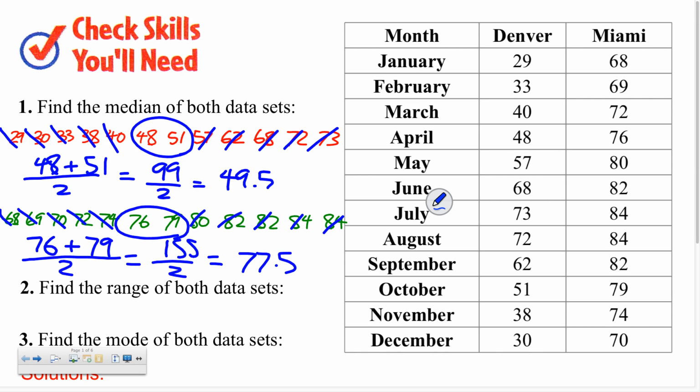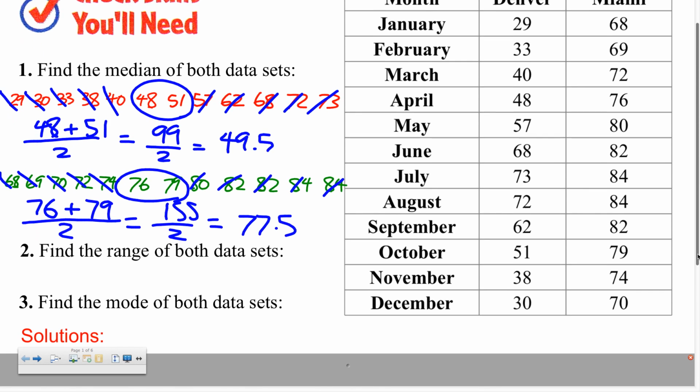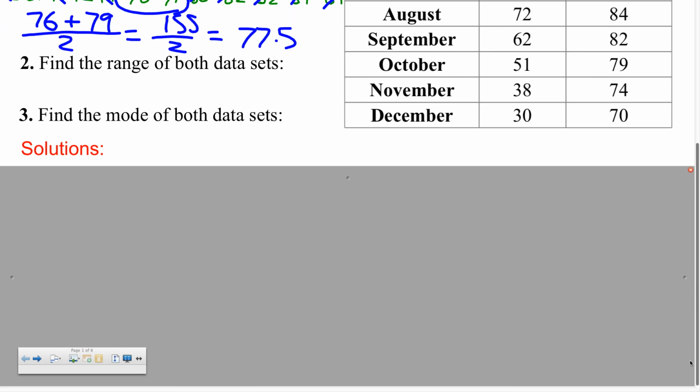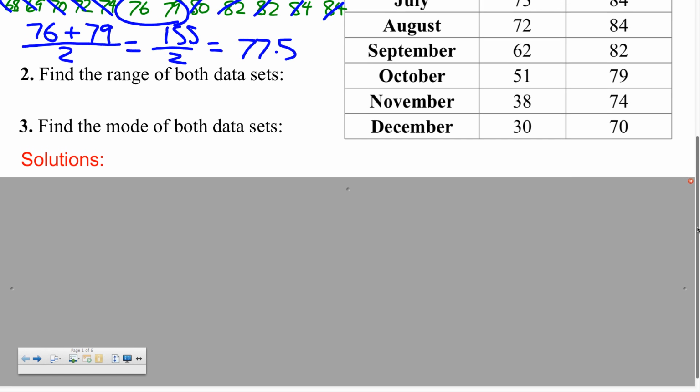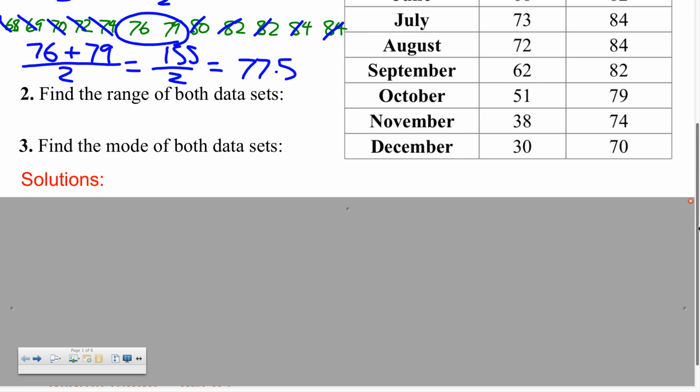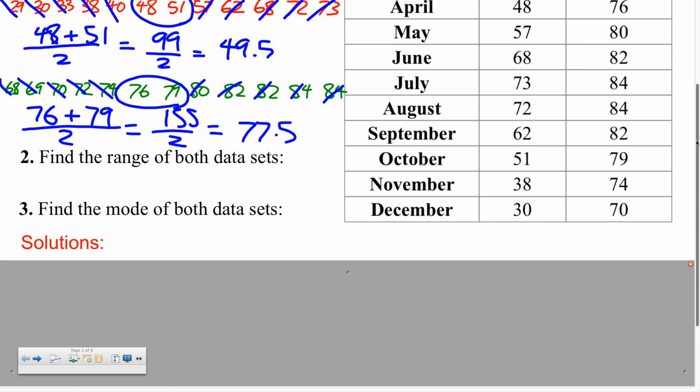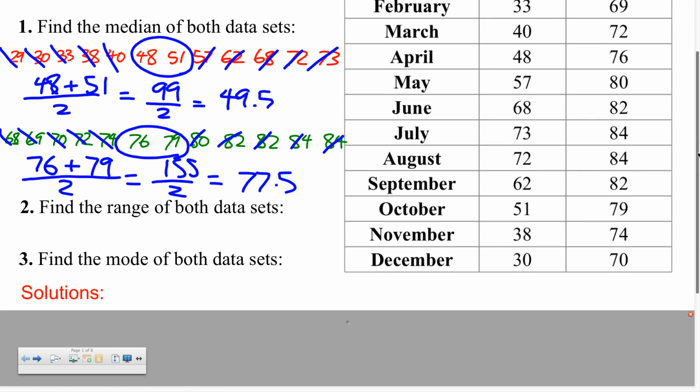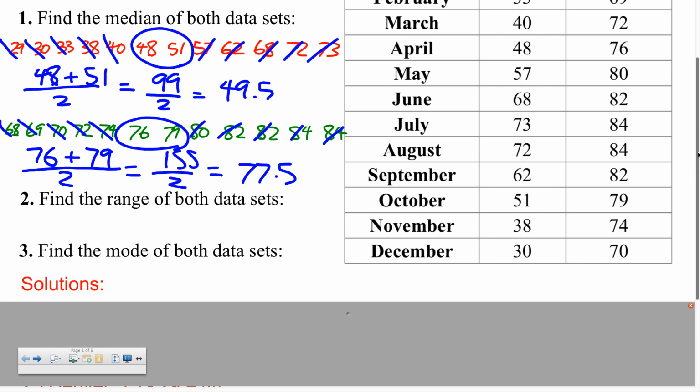Okay. The range. Does anybody have a desire to explain to the class how we find the range? How do we find the range? Uche, go ahead. So to find the range, you have to subtract the smallest number from the largest number of the data set. Very good. So we're going to take the largest and subtract the smallest. So for Denver, what's the largest going to be?